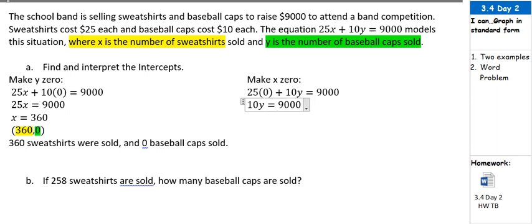equals 9,000. Divide both sides by 10, and we get y equals 900, which we write as our ordered pair. And we get 0 for our x and 900 for our y. But this didn't change up here. We still have that y is the number of baseball caps, and x is the number of sweatshirts. So we're going to say something a little different.